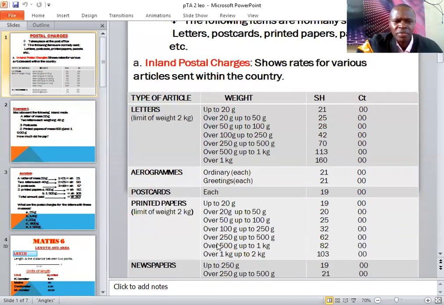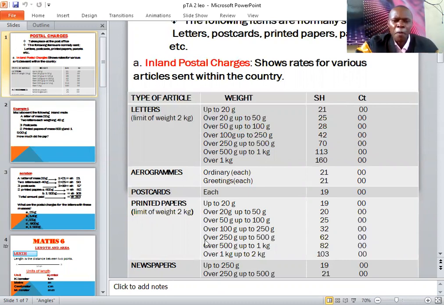Supposing you are sending a printed paper that is 25 grams. You can see from our table, we don't have 25 grams exactly, but we have a range that is from 20 to 50 grams. So our 25 grams is falling in between 20 and 50 grams. It is falling here. That means the charges will be 20 shillings.